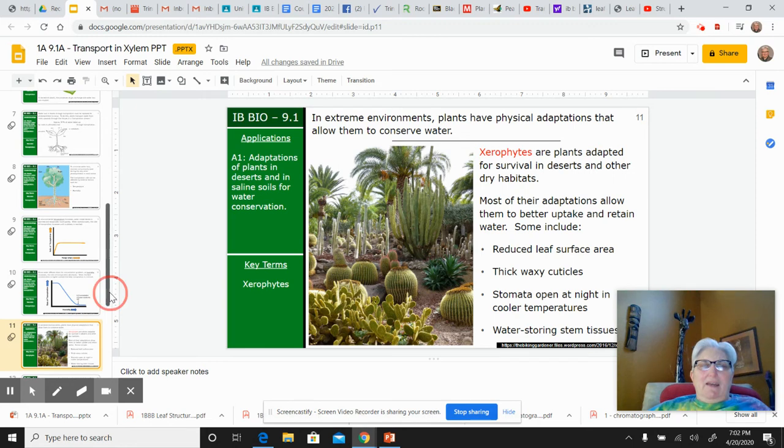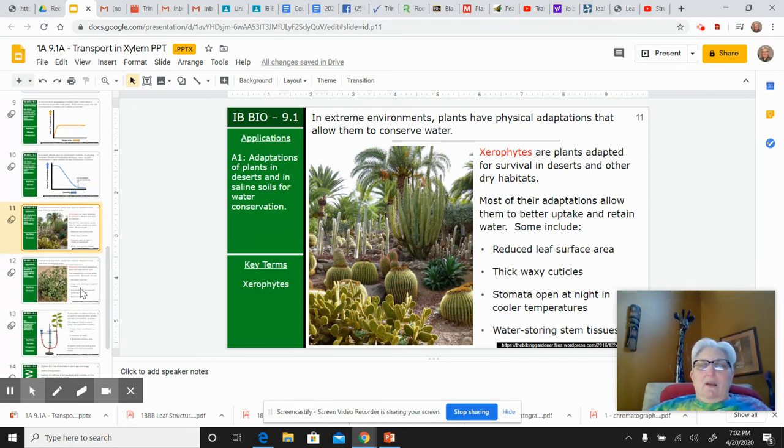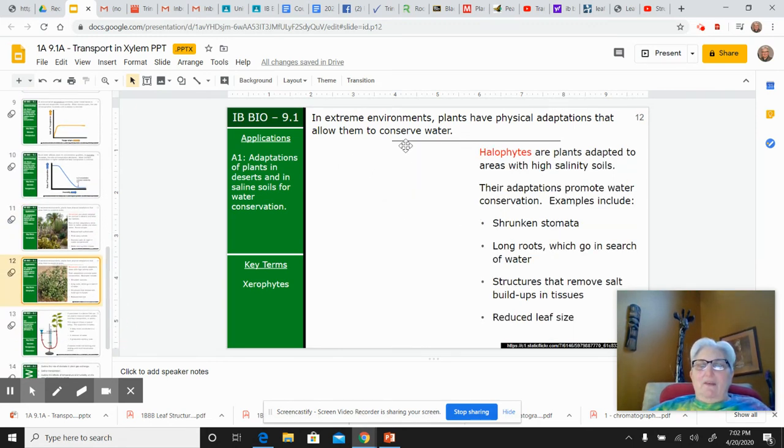So that's kind of what you're going to see in your desert plants as far as getting them to hold water and cut down on transpiration.